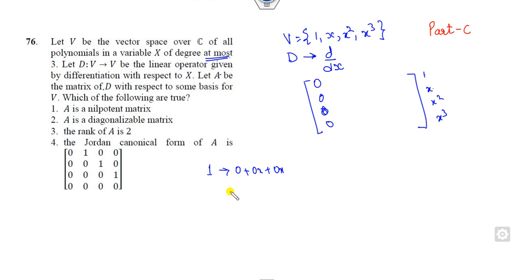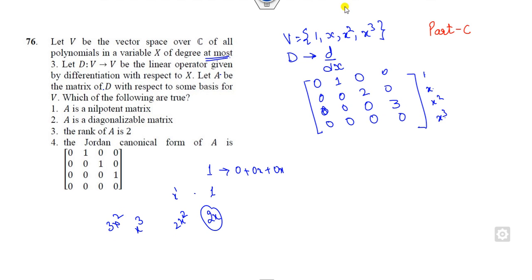Second, I can take x. What is the derivative of x? It is 1, which is a constant. Other values are 0. What is the derivative of x square? It is 2x. So constant is 0, x is my 2, others are 0. Derivative of x cube is 3x square. So x square is my 3. Rest are 0.